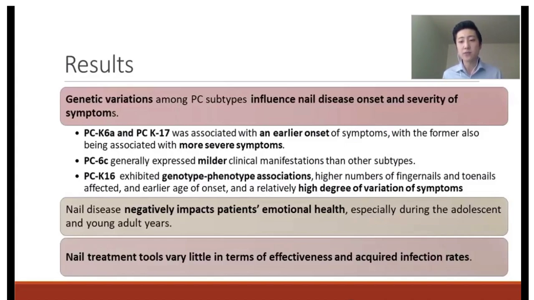Over half of patients reported at least some type of psychological distress. Most patients reported negative psychological experiences during childhood and adolescence. And self-management of PC symptoms has led to a wide variety of methods to treat dystrophic nails. All methods have similar infection rates and impact on daily life.